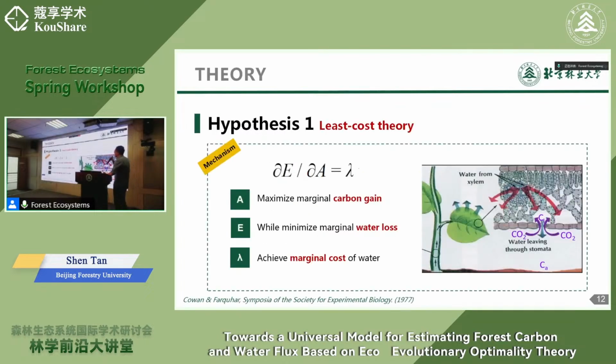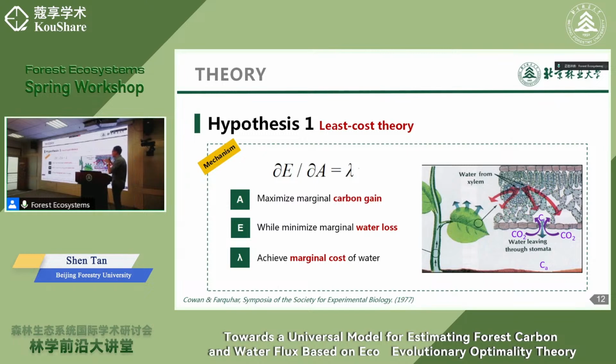What we have done is based on two hypotheses. The first hypothesis is the least cost theory, which was first proposed by Cowan and Farquhar in 1977. Because we know that if the plant wants to do photosynthesis, it must open the stomata to exchange CO2 and water with the atmosphere. So this theory says that plants tend to maximize the marginal carbon gain while minimizing the marginal water loss, because they want to save water.